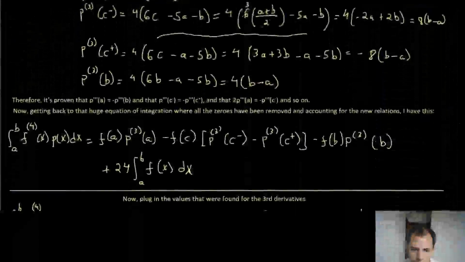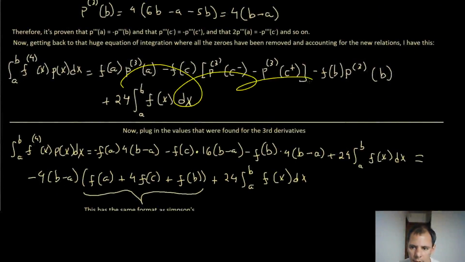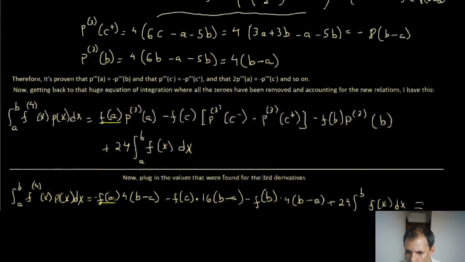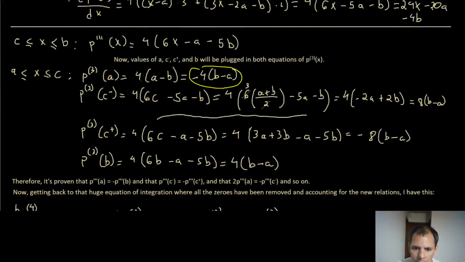So, here we go. These are the terms that you care about. You see f, f, f, and f. You don't have the first or second or third derivatives of f in here. Now plug in the values that were found for the third derivatives. What does that mean? Well, for example, here you have an f of a. What is the third derivative of p of a? It's minus 4 times b minus a. That's what we got here, right? Minus 4 times b minus a for the third derivative at a. So you just plug in these values.